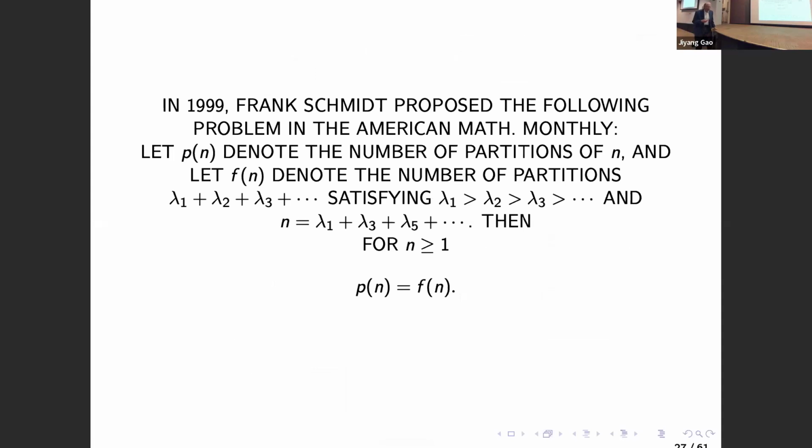So now I want to turn to something where I will apply partition analysis to a problem that was in the American Math Monthly in 1999. Frank Schmidt posed the following problem. P of n is the total number of partitions of n. Let f of n denote the number of partitions with distinct parts, where the first, third, fifth, seventh, etc., the odd indexed parts add up to n, and then his claim is that P of n and f of n are the same.